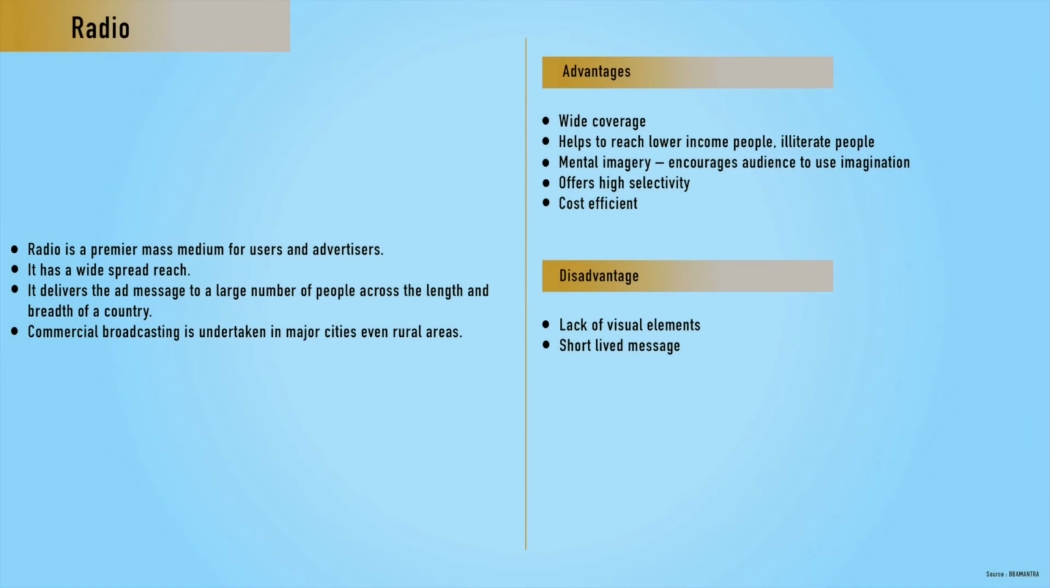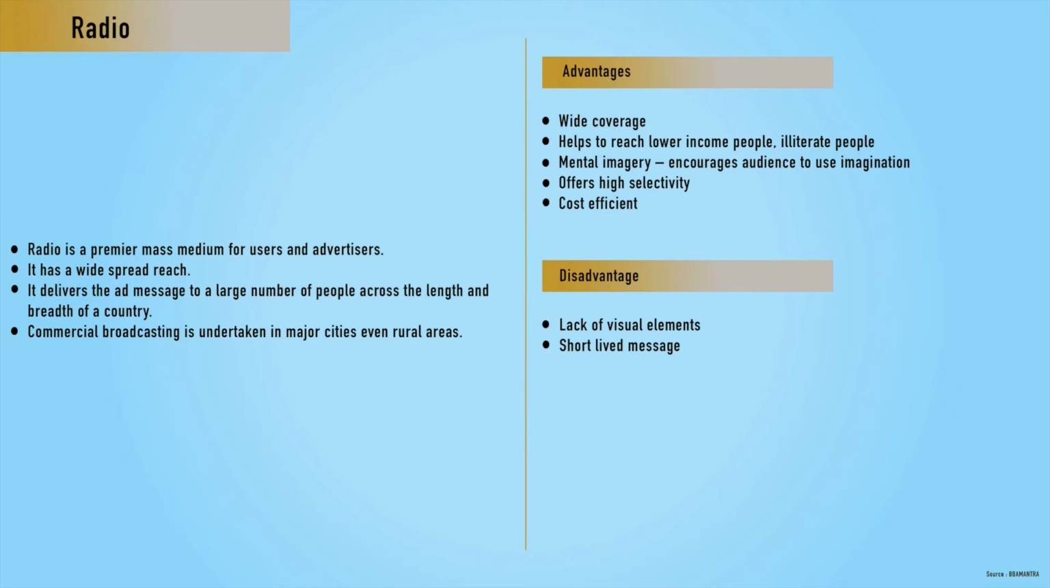Television is another influential medium among popular media. Given the size of the mass audience it can reach and the impact it has, different television stations of different states or countries have come up with local needs of language and culture. So they are catering to regional people, to international people, to the national level, etc. When we talk about radio, radio is a premier mass medium for users and advertisers. It has a widespread reach.